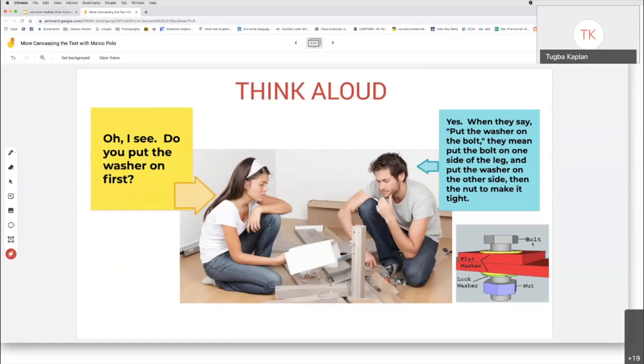Okay, now again, if you look at the picture here below, you guys are learning how to put furniture together here. So there's the bolt. Okay, there's kind of the leg, the board, and then there's the washer. The washer's that yellow and green thing. And then there's the nut. The nut is what we tighten it with. Okay?